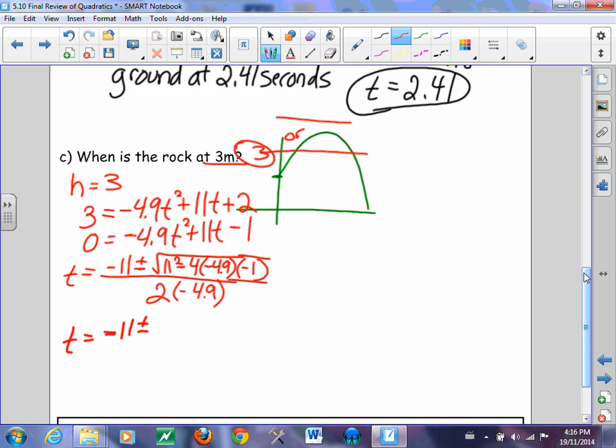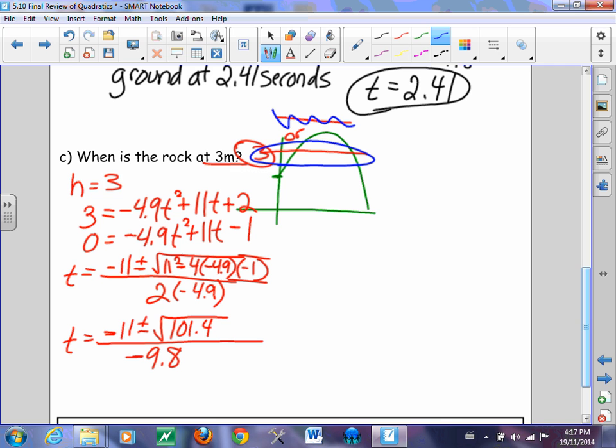Use your calculator, folks. Simplify through. In the square root, you're going to get 101.4. So it's positive, greater than 0. I already know I'm going to have 2 roots. So what does that mean? I'm focusing on this line here. Okay, that one no longer applies. So I'm looking for these 2 intersection points right here. Okay, so let's solve them, folks.